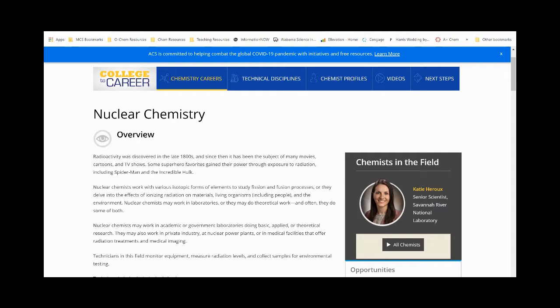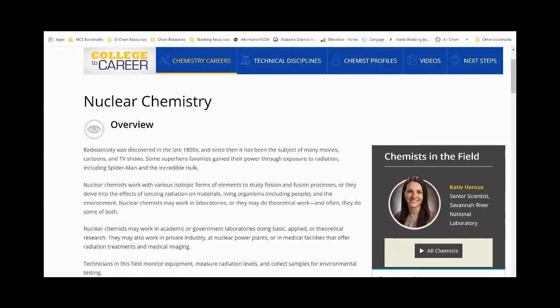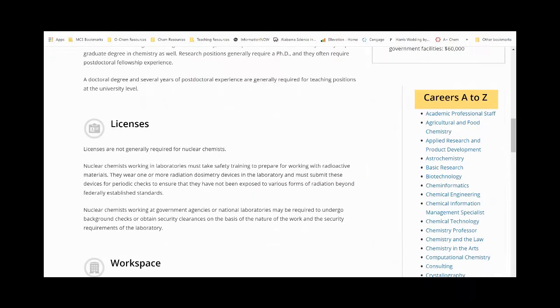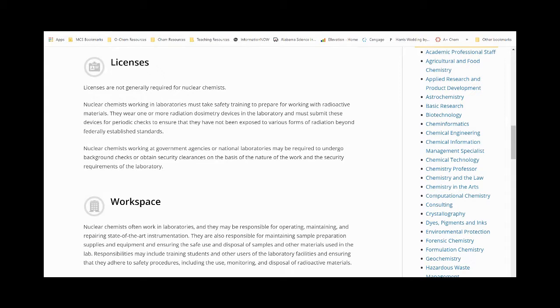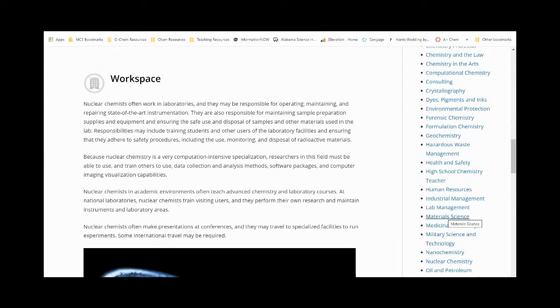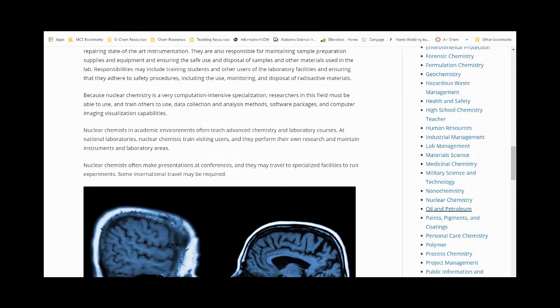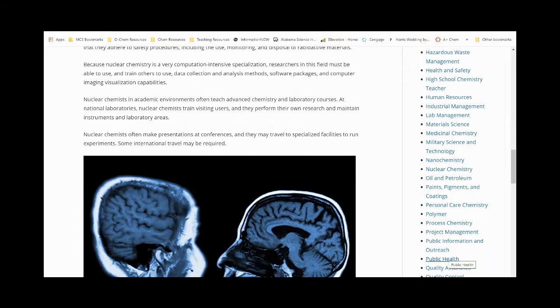But what they do is they give information about tons and tons of chemistry-applicable careers that you could take your chemistry and use to actually have a job with. And so you find things there that you're like, wow, I didn't even know those careers existed. Like, here's just a little list over here: chemical technology. You could work in dyes, pigments, and inks. There's textile chemistry, water chemistry, astrochemistry, lab management, health and safety, oil and petroleum, paints that require some chemistry. Public health. And so just lots of stuff.